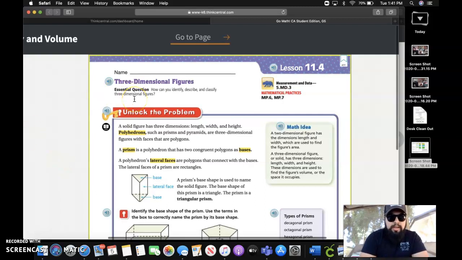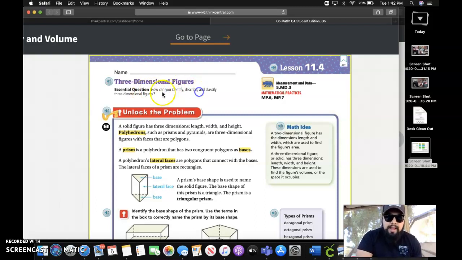So let's take a look at the EQ. It says, how can you identify, describe, and classify three-dimensional figures? And I apologize for all the birds outside, they're going crazy. So hopefully it's not too much of a distraction.